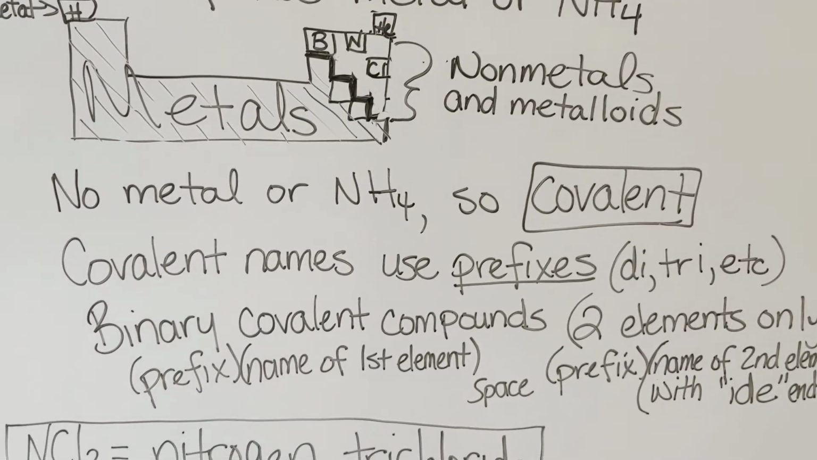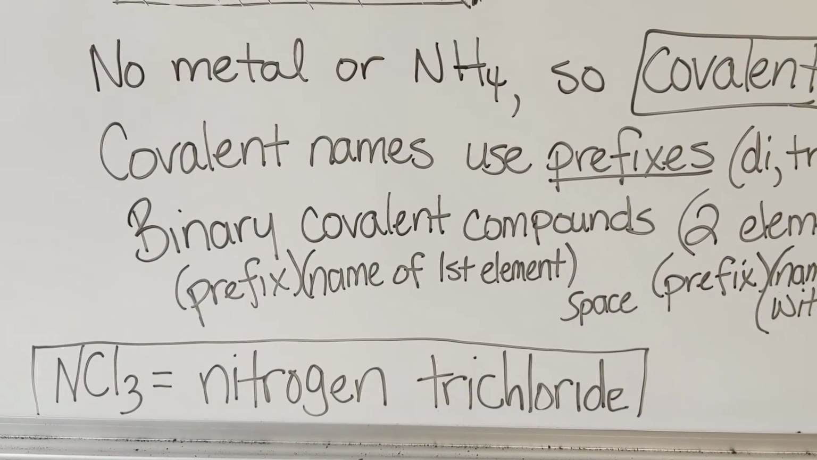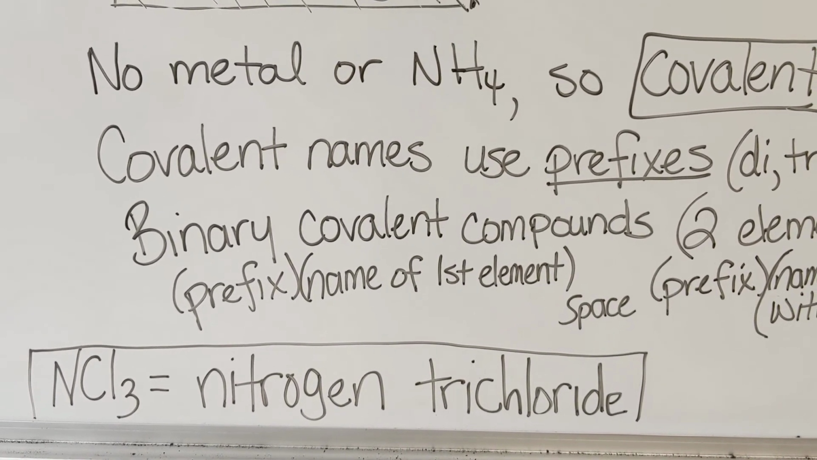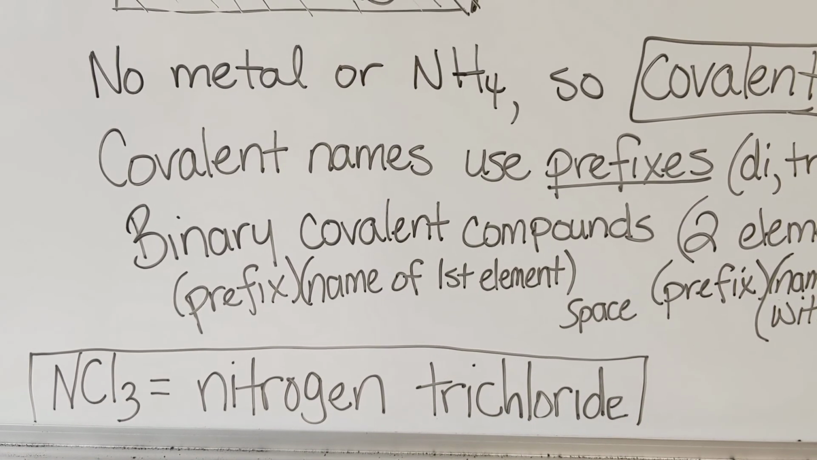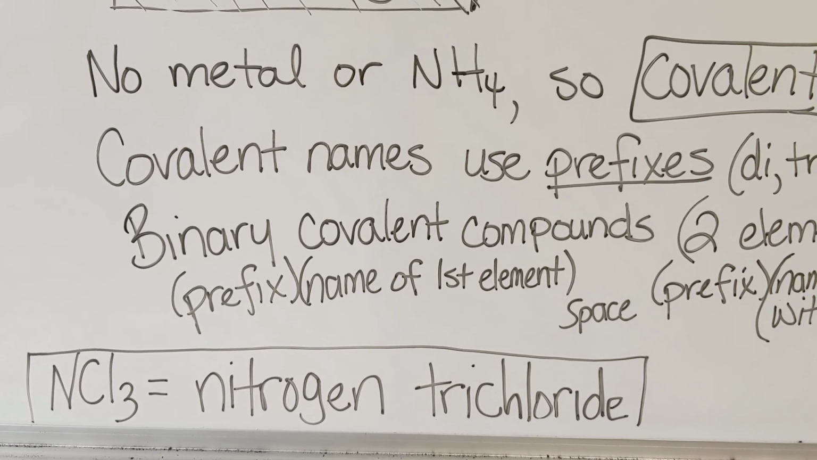In our case, we're working with NCl3, so this will be named nitrogen, which is the full name of the first element. And since there are 3 chlorine atoms, we will use the prefix tri, and the second element's name, chlorine, will get changed to be chloride.